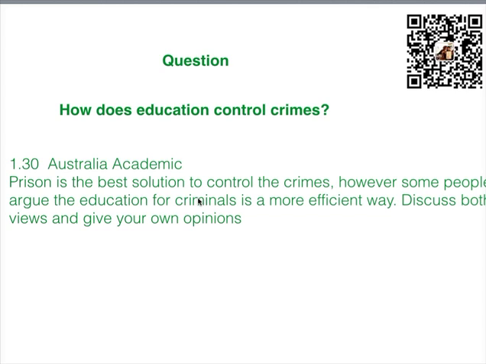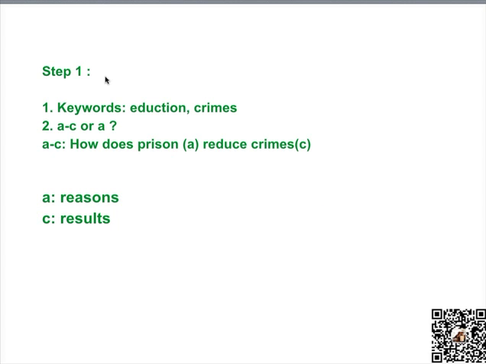Prison is the best solution to control crimes, however some people argue that education for criminals is a more efficient way. So now we are talking about why education is an efficient way to do this. So step 1, we need to analyze the keywords. There are only 2 keywords. One is education. The other one is crimes.